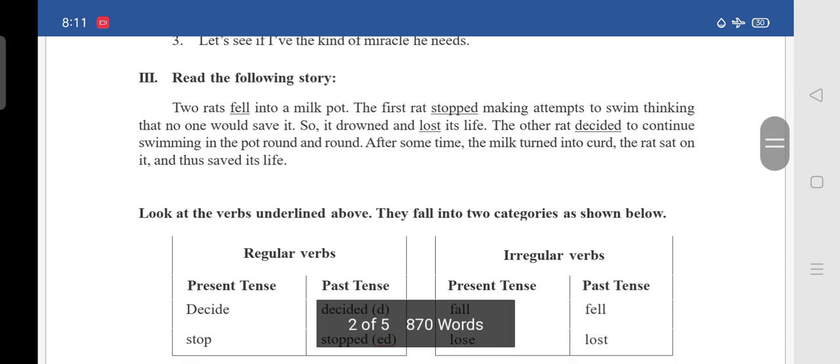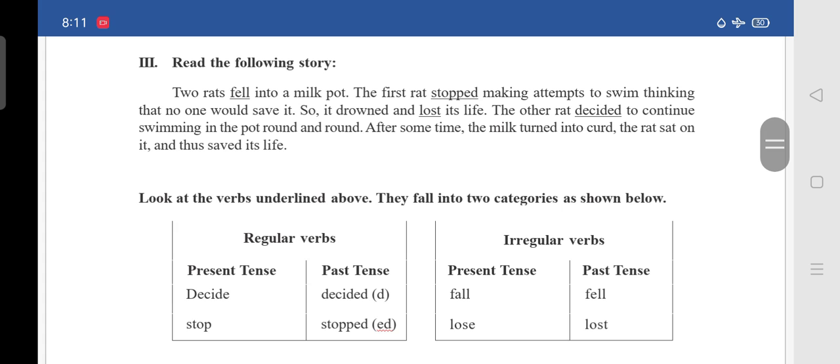Third is, read the following story. They have given us a story here. Two rats fell into a milk pot. The first rat stopped making attempts to swim, thinking that no one would save it. So it drowned and lost its life. The other rat decided to continue swimming in the pot round and round. After some time, the milk turned into curd. The rat sat on it and thus saved its life.